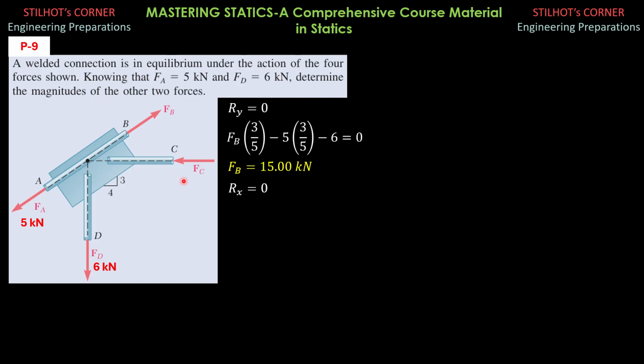Then Rx is 0, and this is equal to 15. FB is 15 times 4 over 5, then minus F sub C, then minus 5 times 4 over 5 equals 0. 6 kilonewton has no x component. So Fc is equal to 8.00 kilonewtons.